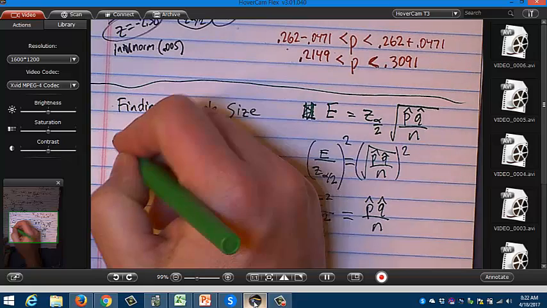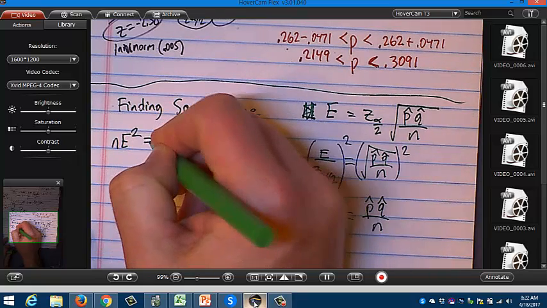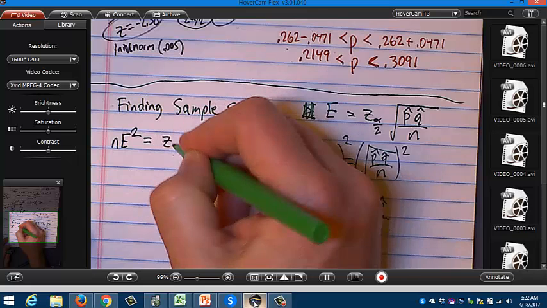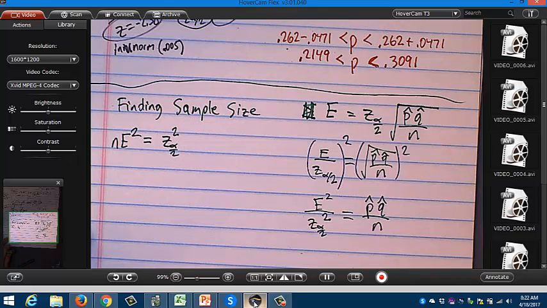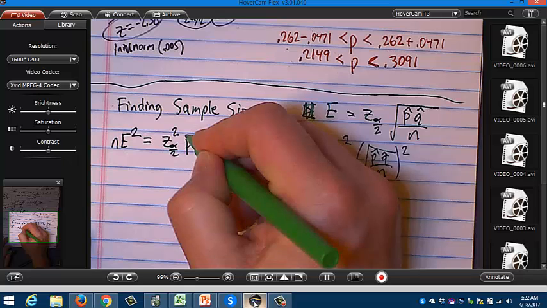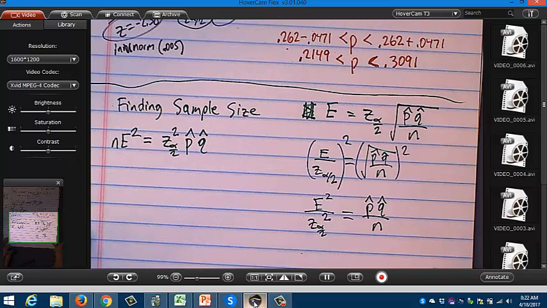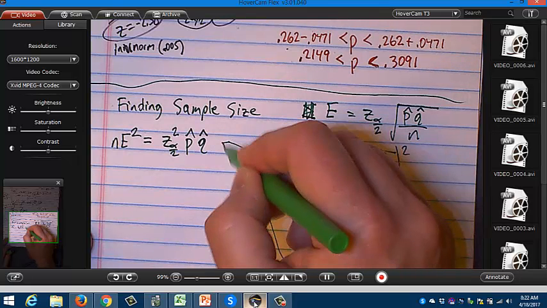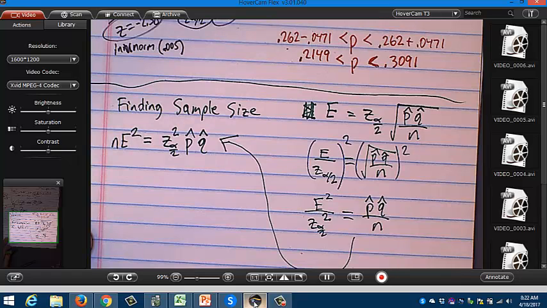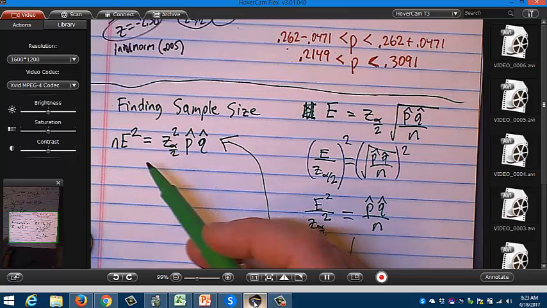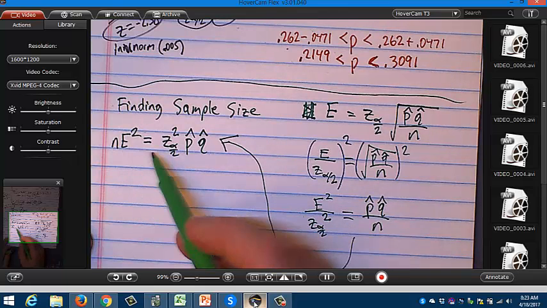So here we go. We have n e squared equals z alpha over 2 squared times the p hat q hat. And so, how do we get the n by itself now, guys? What do we do to both sides? Not anymore. We did cross multiply to get from here to here, so I'm up here now. We almost have the n by itself. It's just n. Right. Yes, we're going to divide by that e squared now, right?